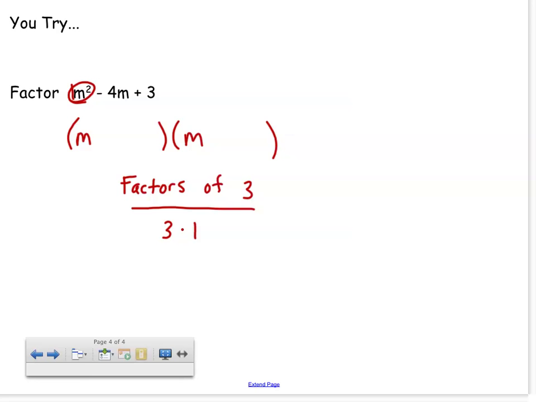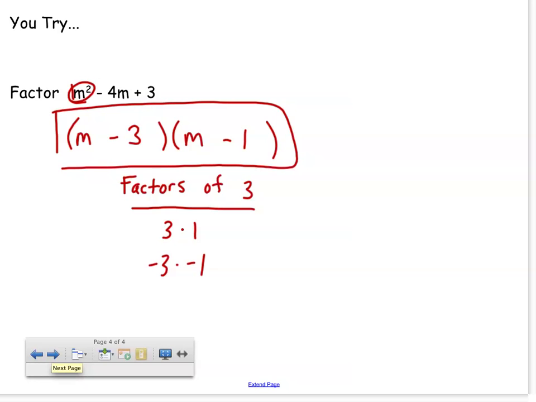So I start with 3 and 1, and I know that that multiplies to 3, but they add up to 4. So that doesn't work. But what about negative 3 and negative 1? They multiply to positive 3, and they also add up to negative 4. So all I need to do is put minus 3 in one, and minus 1 in the other, and that's my factored answer.